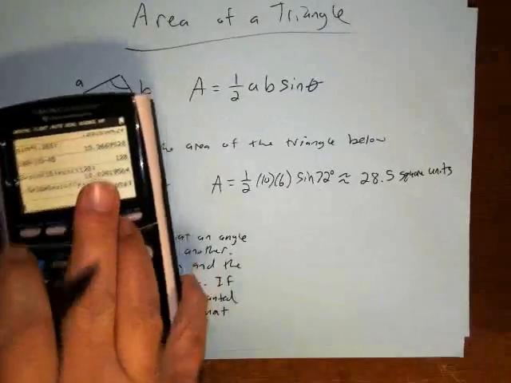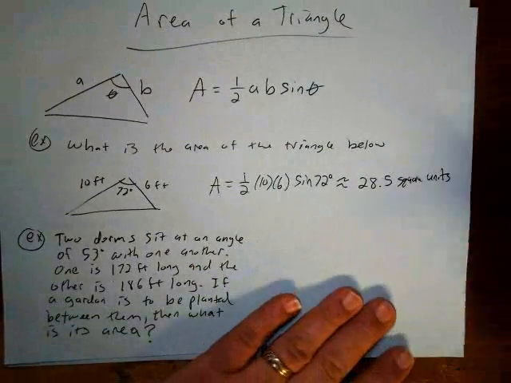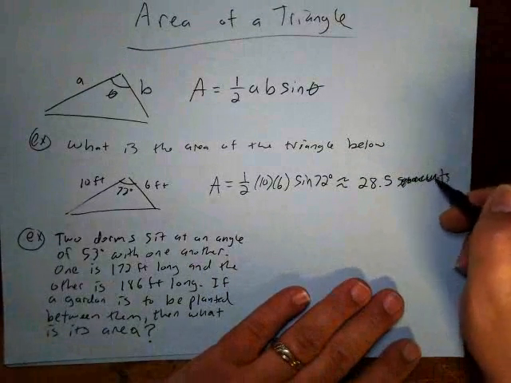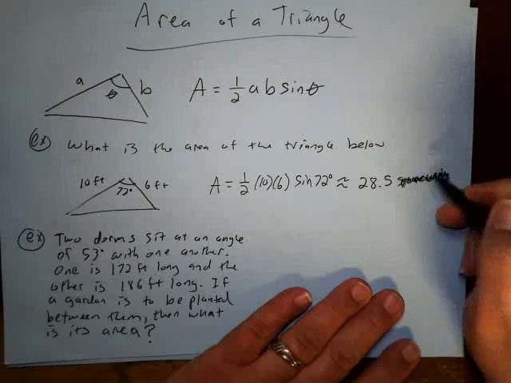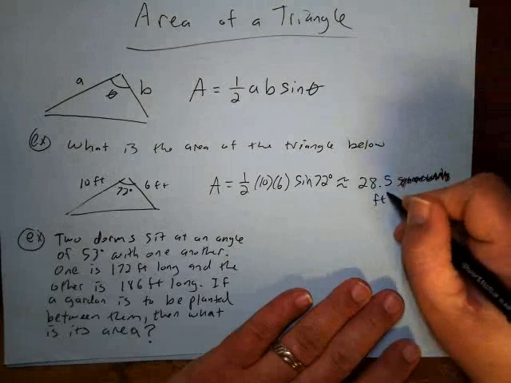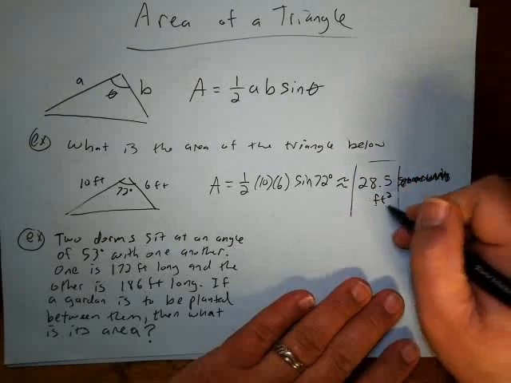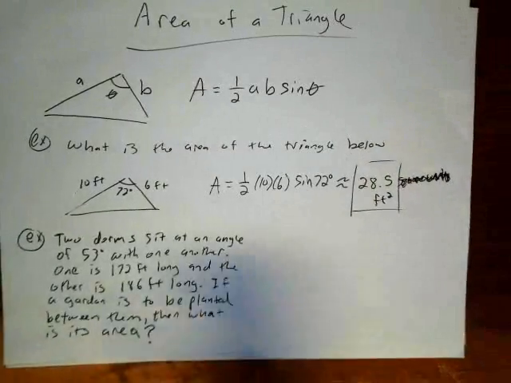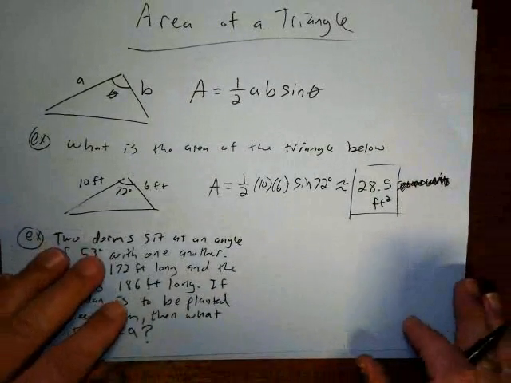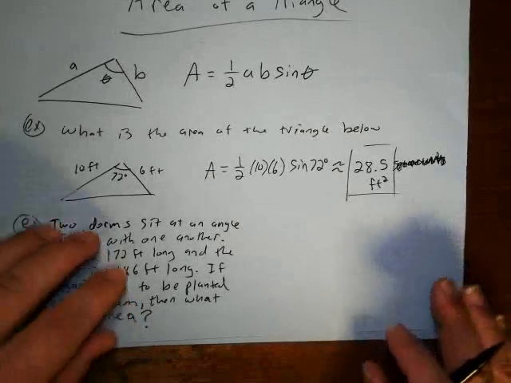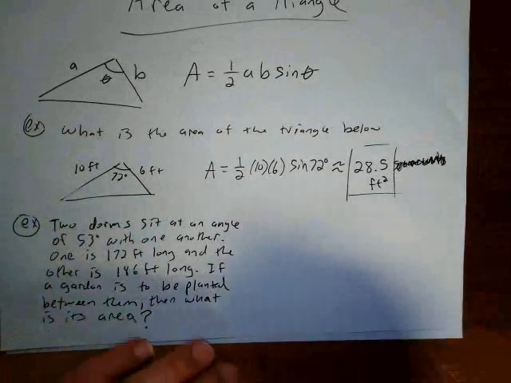I guess I didn't have any units for that. Oh, I had feet. So we'll say 28.5 feet squared. Okay, and that's all it is. Very nice little formula that can be useful if you're given this information and you need the area.